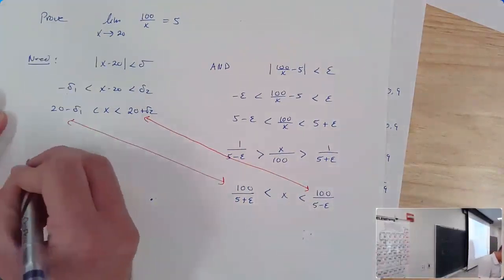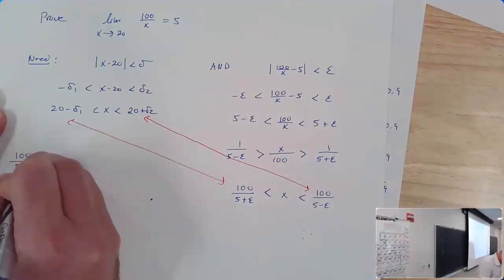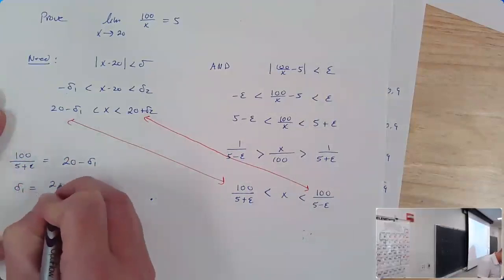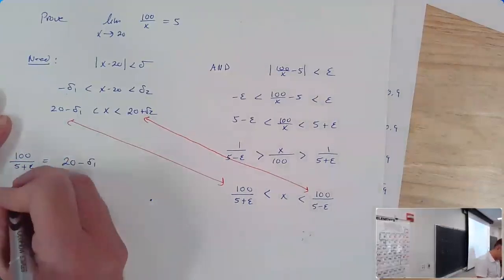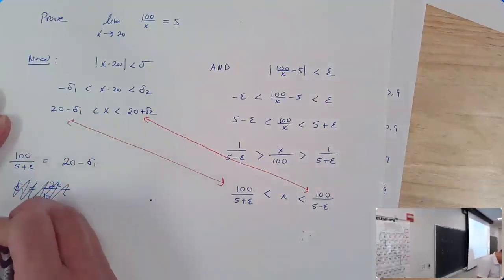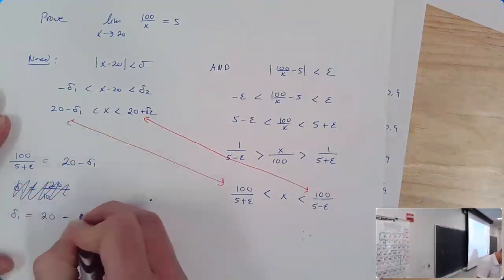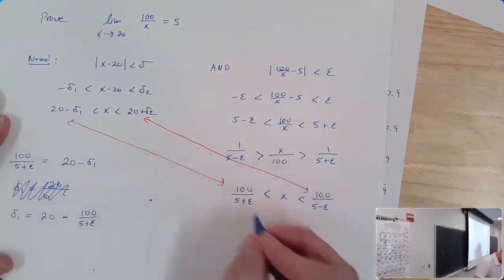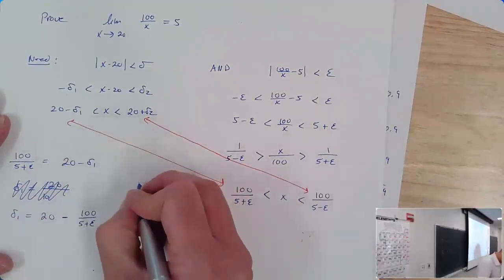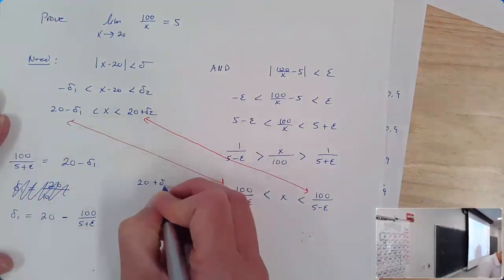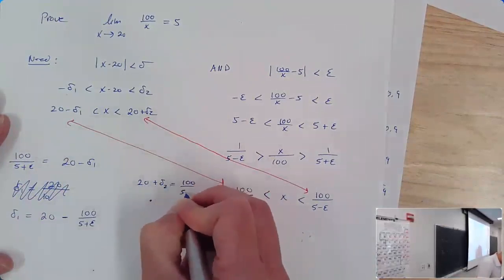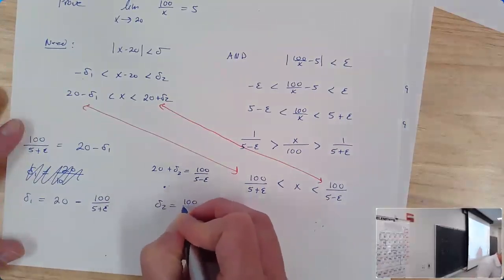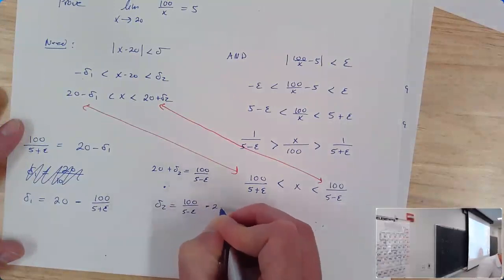So if I have 100 over 5 plus epsilon equal to 20 minus delta 1, then delta 1 is going to equal 20 minus 100 over 5 plus epsilon. And similarly, if I look at this equality, 20 plus delta 2 equal to 100 over 5 minus epsilon is going to lead me to delta 2 equal to 100 over 5 minus epsilon minus 20.